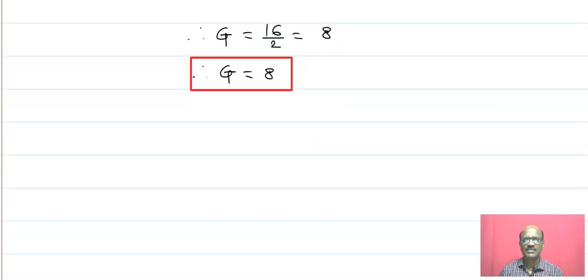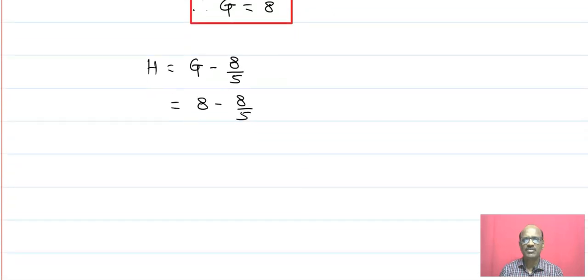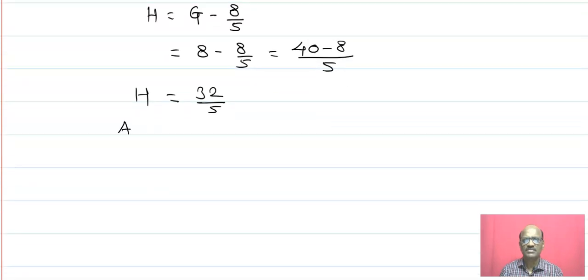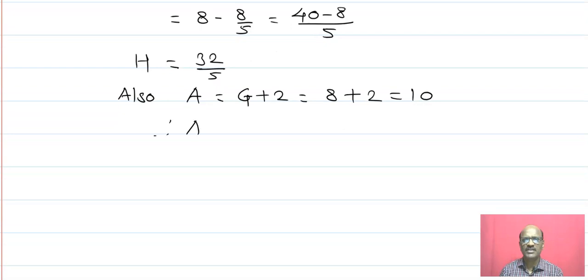Next is H is equal to G minus 8 upon 5. That is 8 minus 8 upon 5, that is 40 minus 8 upon 5, that is 32 upon 5. This is H. Also, A is equal to G plus 2, that is 8 plus 2 is equal to 10. Therefore, A is equal to 10.